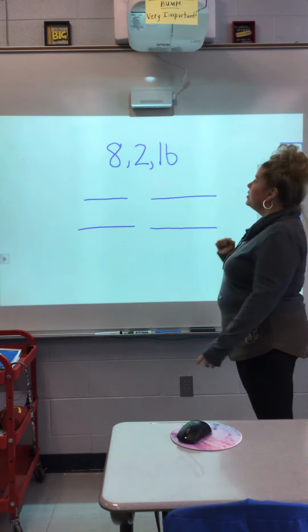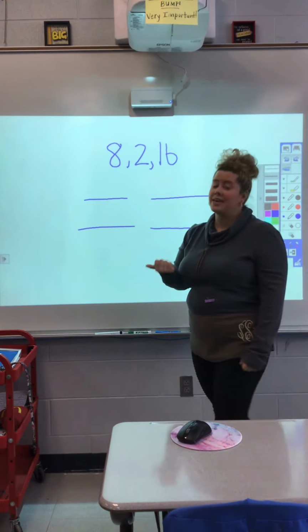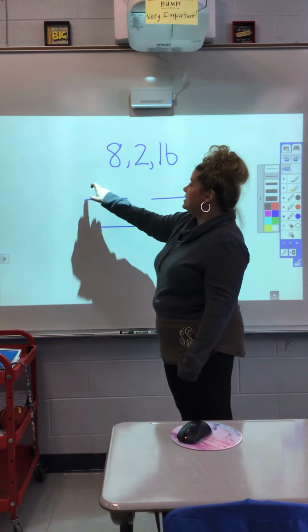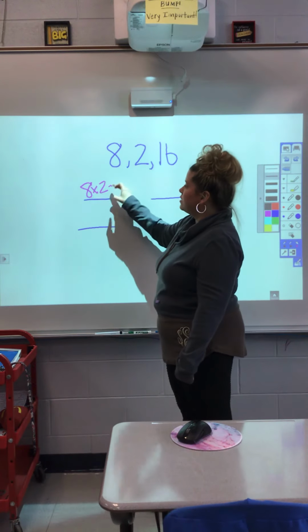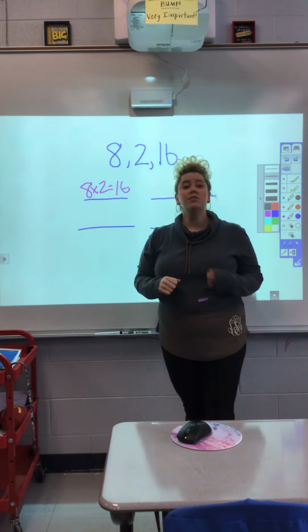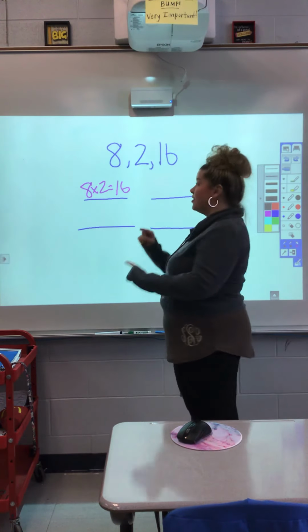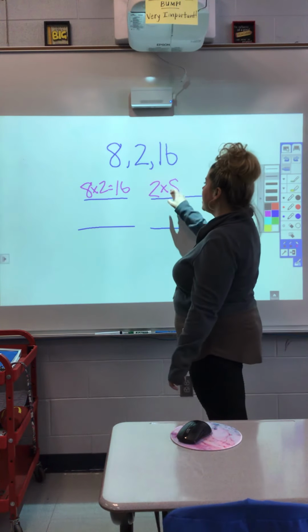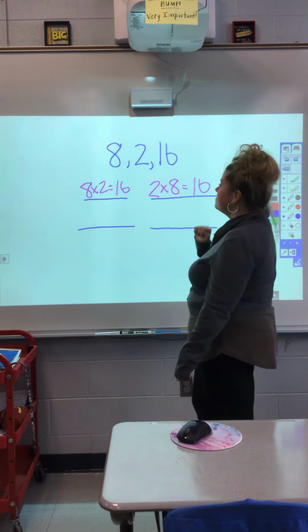All right. What do you think? Let's start with our multiplication facts. 8 times 2 equals 16. Commutative property of multiplication tells me I can turn it around to give me 2 times 8 equals 16.